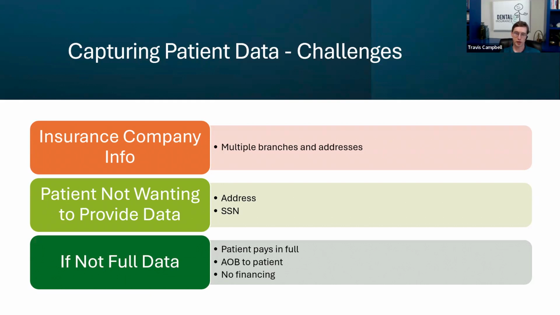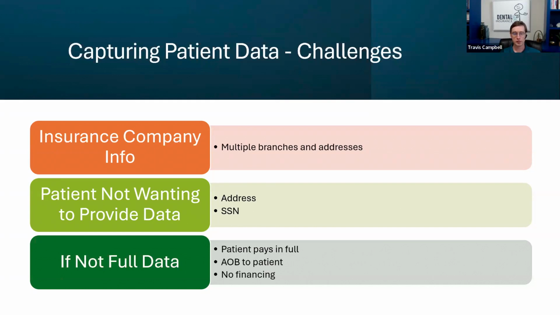So for instance, Guardian tends to have two separate locations, one East Coast, one West Coast. And policies may utilize one or the other. So you've got to send it to the right location, which is why you need the insurance company's address, which usually is on the insurance card.